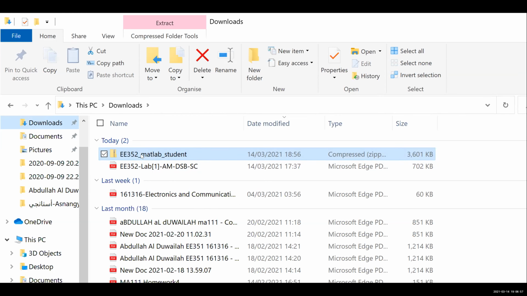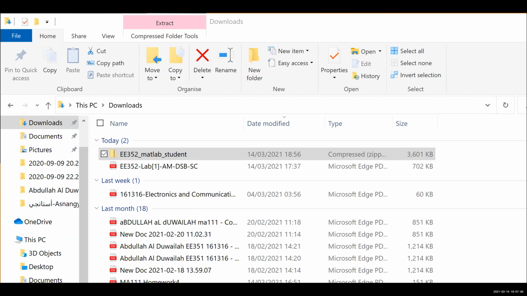In the browser? Yes. I will right click. No, not right click. Just drag and drop. I cannot see it from here. It's uploading right now. Uploading done. Okay, Abdullah, listen. Once it's uploaded, right click on that and then click extract. The first option is extract.